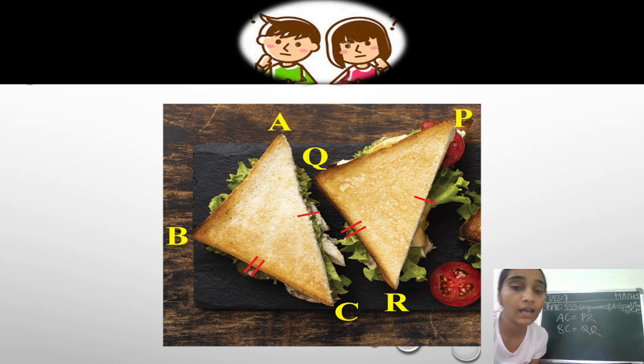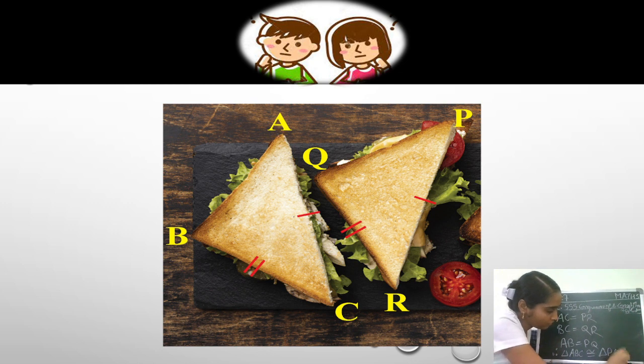Now if I say that AB is also equal to the PQ side of the other triangle, then students, now tell me, is triangle ABC congruent to triangle PQR? Yes. If these three things are equal, we will say yes. Therefore, triangle ABC is congruent to triangle PQR. Okay. Very good, students. So got the point now.